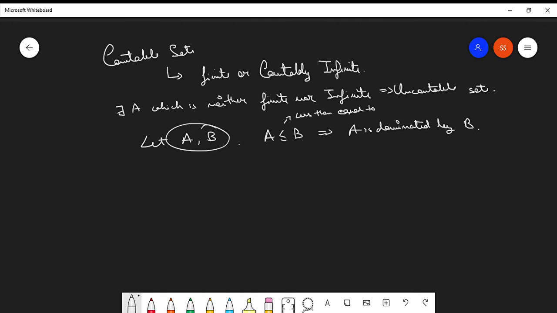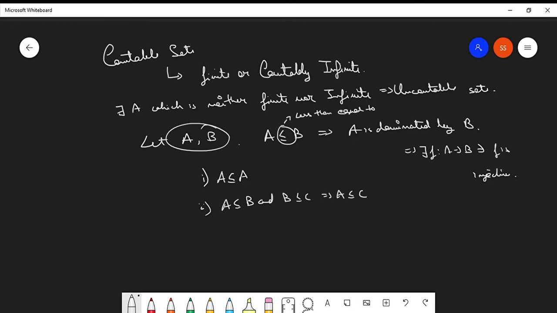Now, this further means that there exists a function f from A to B such that f is injective, or one-one. Let us examine some properties of this relation. It is a direct result from the definition of injective functions that A is related to A. Similarly, A related to B and B related to C implies A related to C, directly from composition of functions. So it is reflexive as well as transitive.